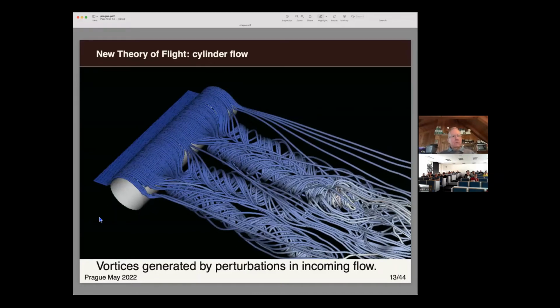This is a cylinder, and fluid flow is coming in from the left here, and then it goes over the cylinder and is pretty smooth going over the cylinder. But when it gets to the rear of the cylinder, it develops these vortices, which are in the direction of the fluid flow and rotating. These are rotating vortices. Okay, so that's what they observed.